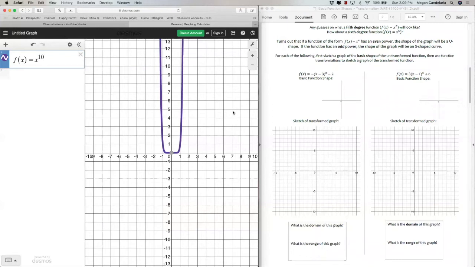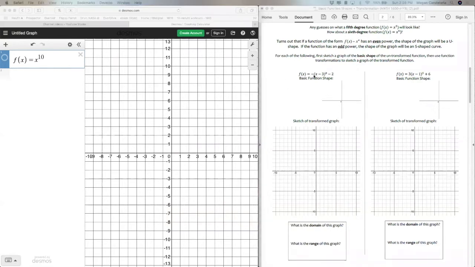Okay, if we know that, we can use that information to sketch a graph of any of those types of functions. So what do I mean by that? Well, let's take a look. Over here, we're asked to sketch a graph of negative (x minus 3) to the 8th minus 2. So the first thing we're asked is the basic function shape. What is that saying? That's saying, what is the basic untransformed shape?